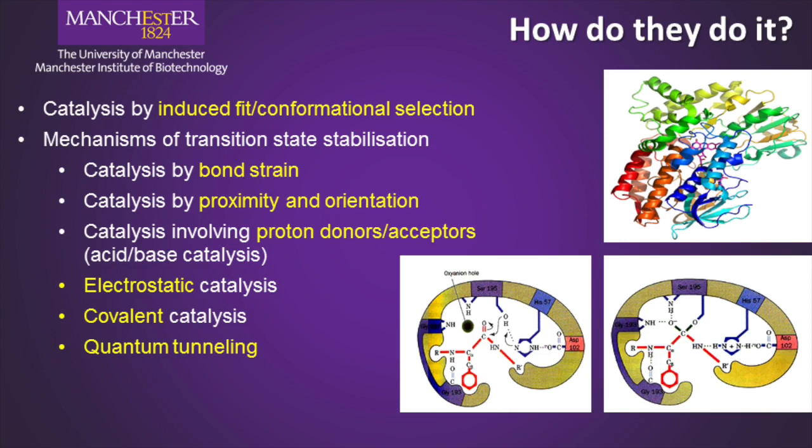Now, within that common concept, we also have other features of enzyme catalysis that we'll explore on the next slides. We can see that we have catalysis by a principle called bond strain, catalysis by proximity and orientation. We can have acid-base catalysis, where we can supply, through proton donors and acceptors in the enzyme active site, protons at key parts of the catalytic cycle. We can also see evidence for electrostatic catalysis, covalent catalysis, and even in more recent studies of enzyme systems, we have evidence for quantum processes involved in the catalytic cycle through a process called quantum tunneling.